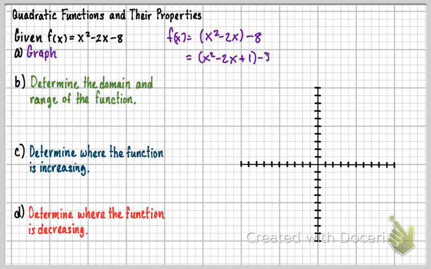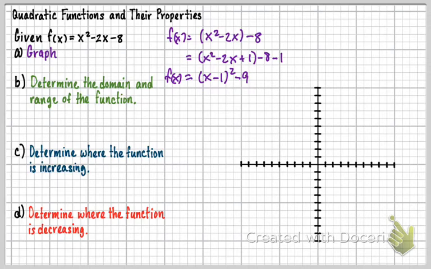And then since I added a 1 in there, I'm going to have to subtract a 1 out here, so that if I put them back together, I would get 0 for those two values that I introduced here. And then this here is now a perfect square trinomial, and when I factor it, it's going to be x minus 1 squared minus 9. So that's what my function is now in vertex form. And now I can tell what this is very easily in a graph.